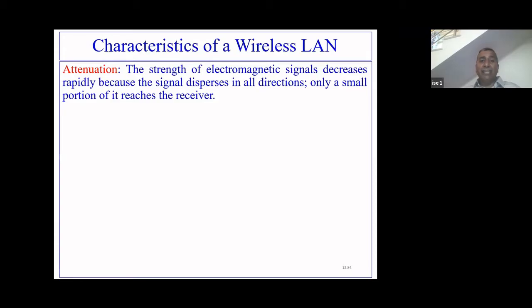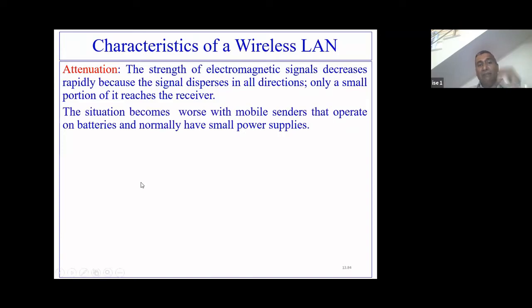When it is traveling in air, the signal goes on decreasing, and at one point of time it will disperse in all directions, because the medium is air. Once the frame is released into the air, it can go in any direction. A copy of the frame goes in any direction, and it may happen that only a small part of the signal may reach the receiver. That means the signal gets faded by the time it reaches the destination host.